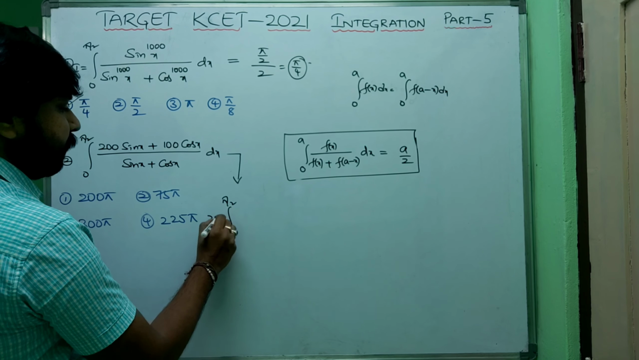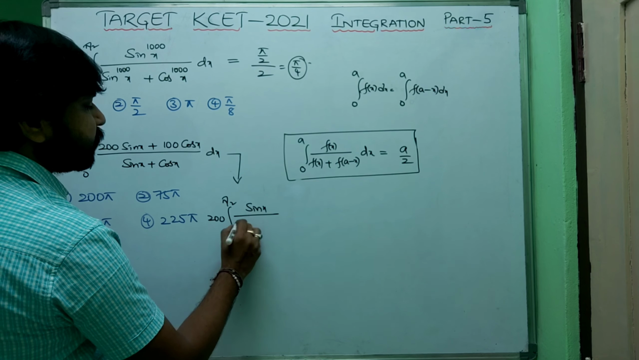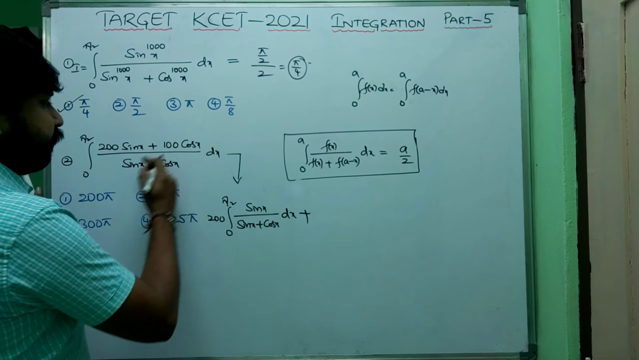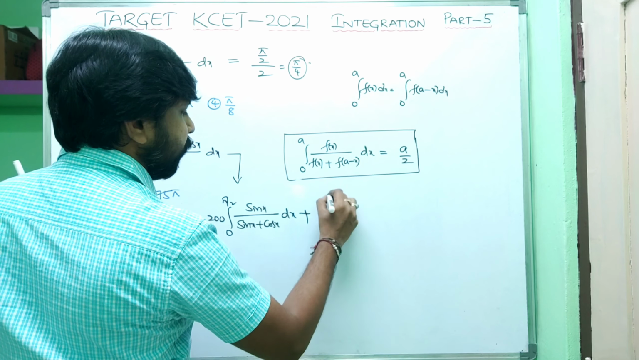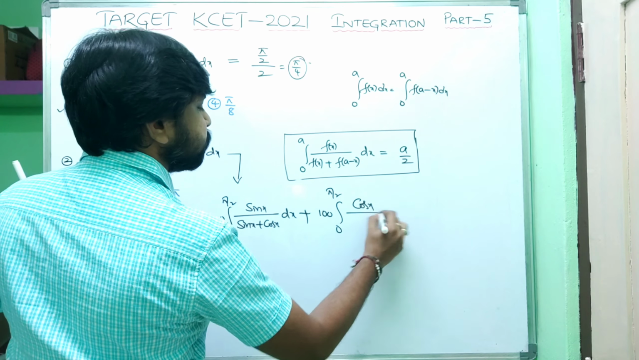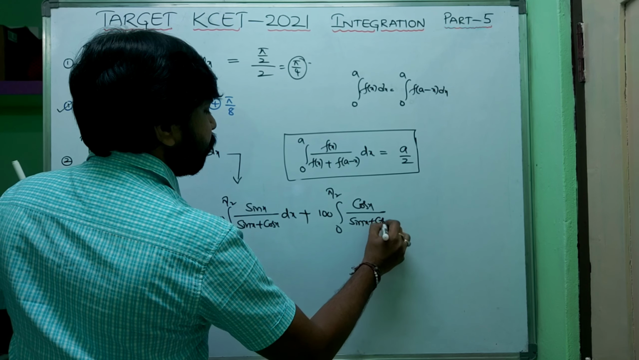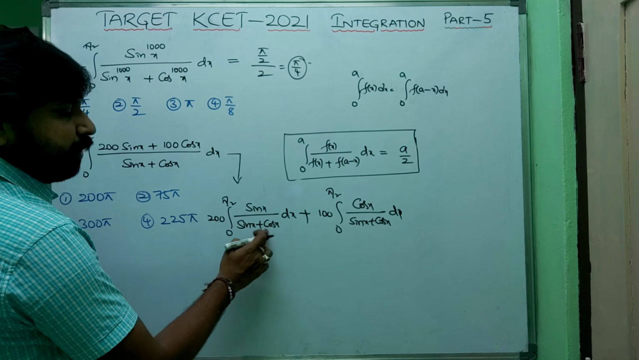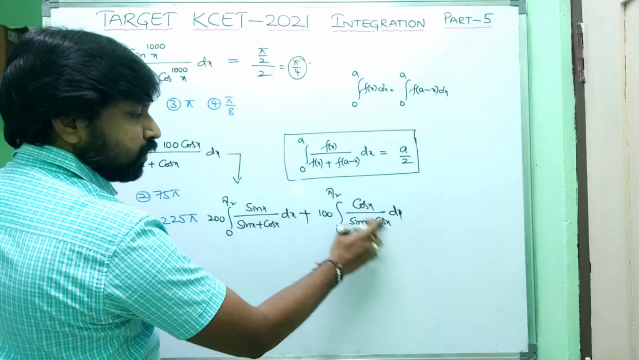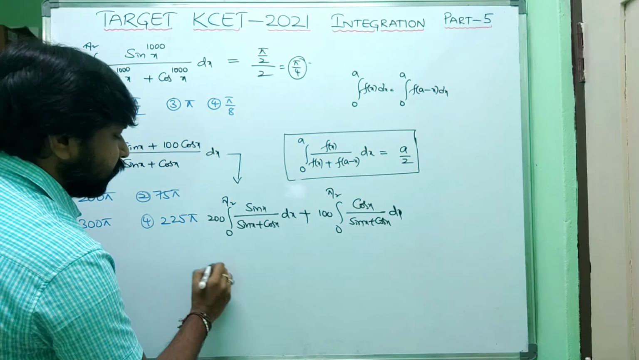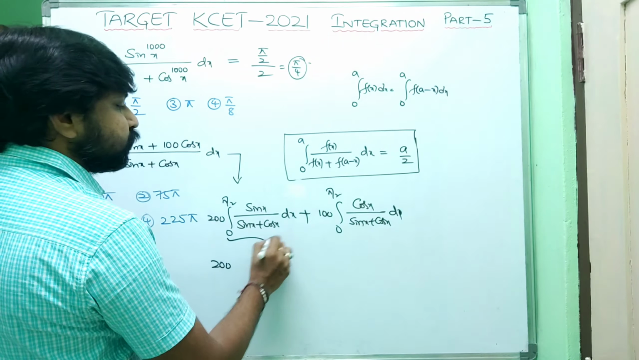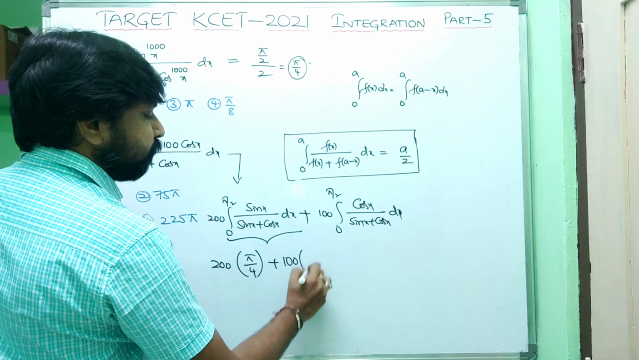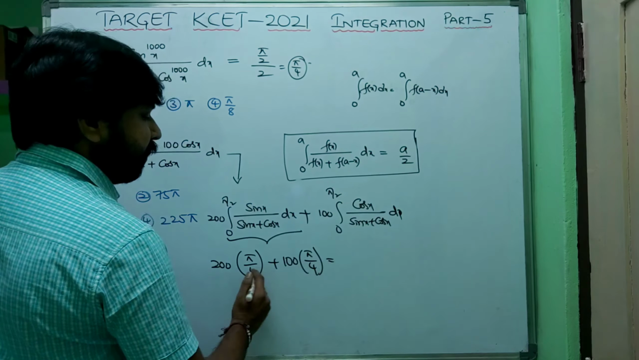200 is the constant value, keep it outside. Sin x by sin x plus cos x dx, plus now if you split like this, 100 into integral 0 to pi by 2 cos x by sin x plus cos x dx. If you observe, sin x is f of x, f of upper limit minus x is sin of 90 minus x, which is cos x, and cos x becomes cos of 90 minus x, which is sin x. So you can apply the formula directly. Each part you can write as a by 2, that is pi by 2 by 2, pi by 4, plus 100 times of pi by 2 by 2, pi by 4. You can take pi by 4 as common.